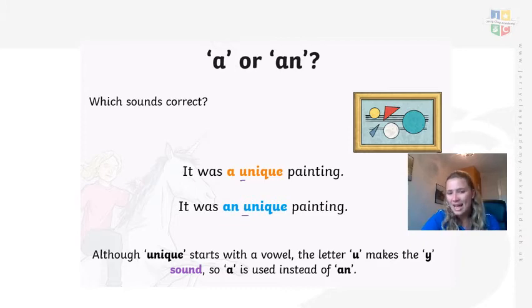We would need to use a instead of an, because if you read the sentence, it was a unique painting, or it was an unique painting, you can see that a unique painting makes more sense and sounds correct, so we would do that. So this is why we have to keep checking our sentences to make sure whether we have used a or an correctly.